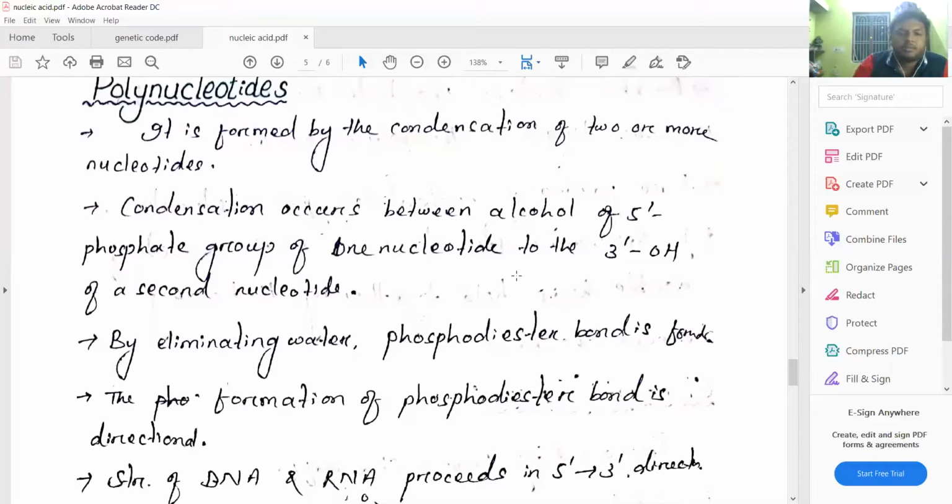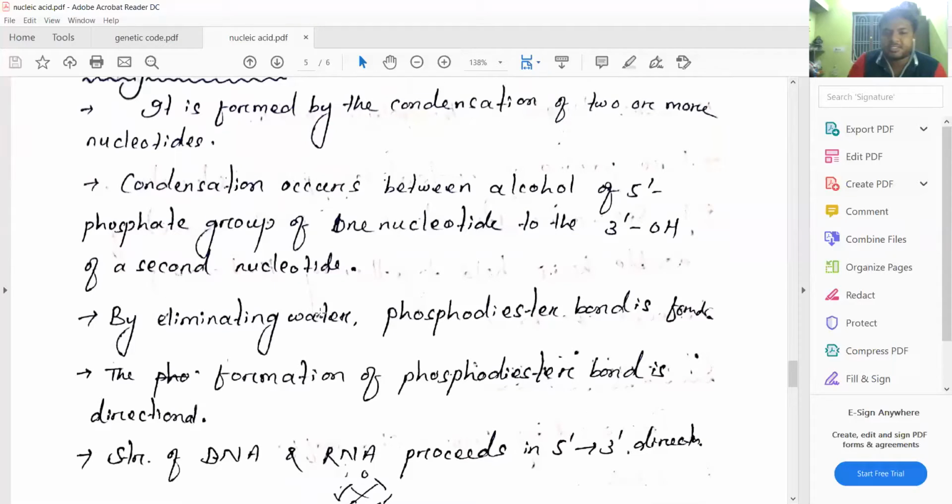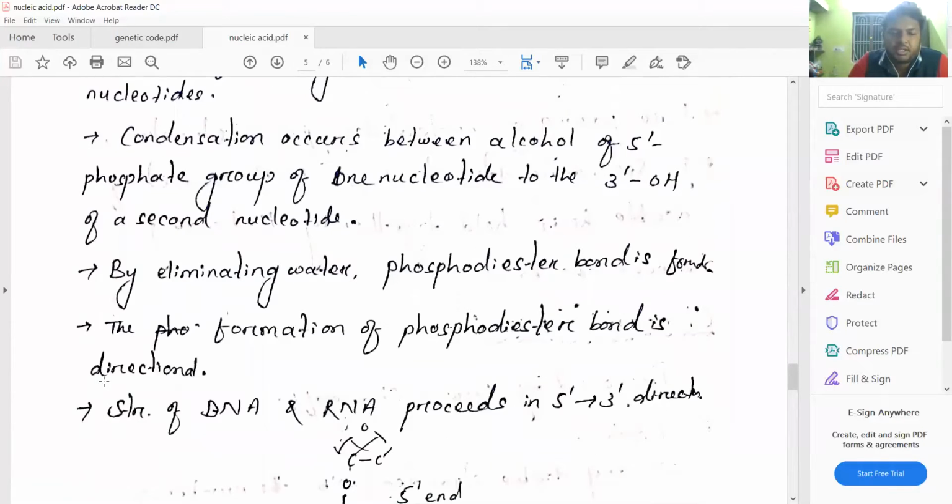So polynucleotides are formed by the process of condensation, by removing one water molecule. The formation of the phosphodiester bond is directional. Directional means 5' to 3', and the next one also 5' to 3'. The addition of nucleotides is always in the direction of 5' to 3'.